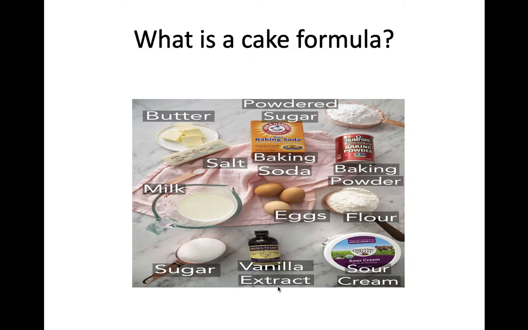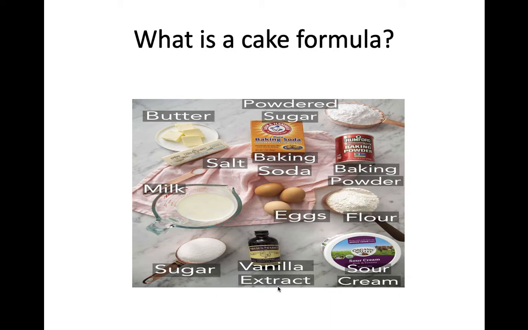Now, what do you understand by cake formula balancing? Cake formula balancing is the correct amount of ingredients to be utilized for making the cake in the right texture that is required by you. Now, what is a cake formula? The cake formula is the right proportion of ingredients to be utilized as per the required recipe by the chef.